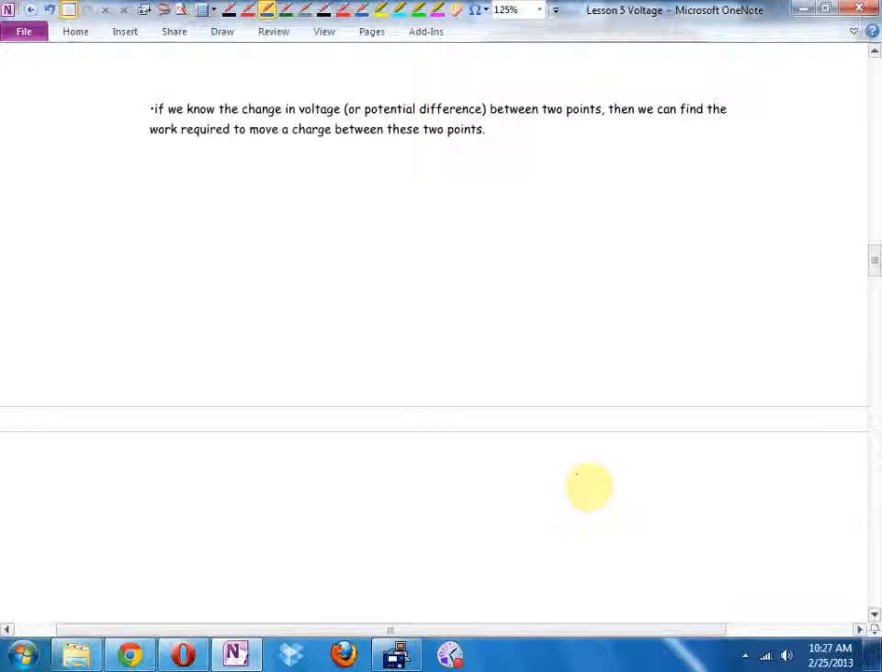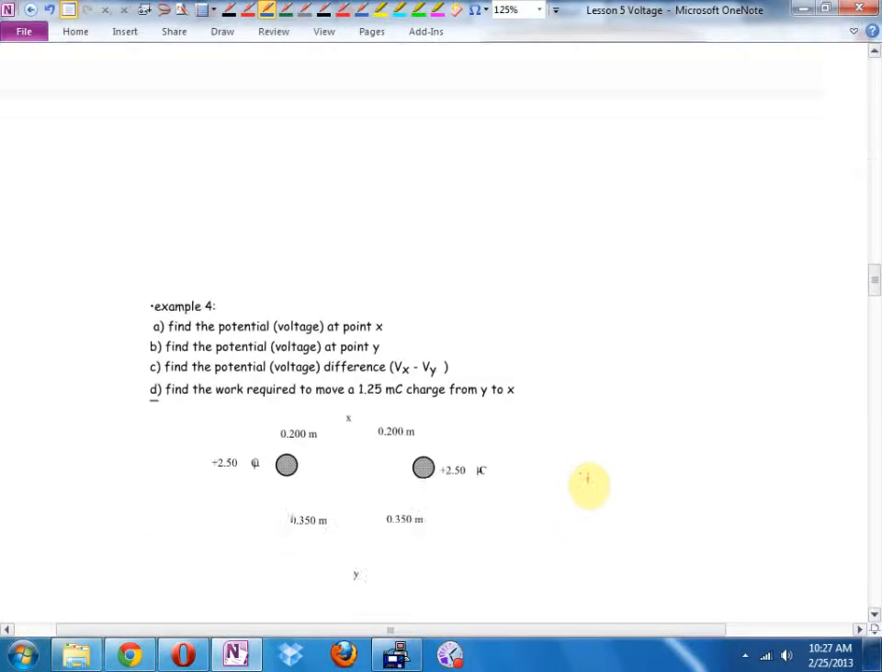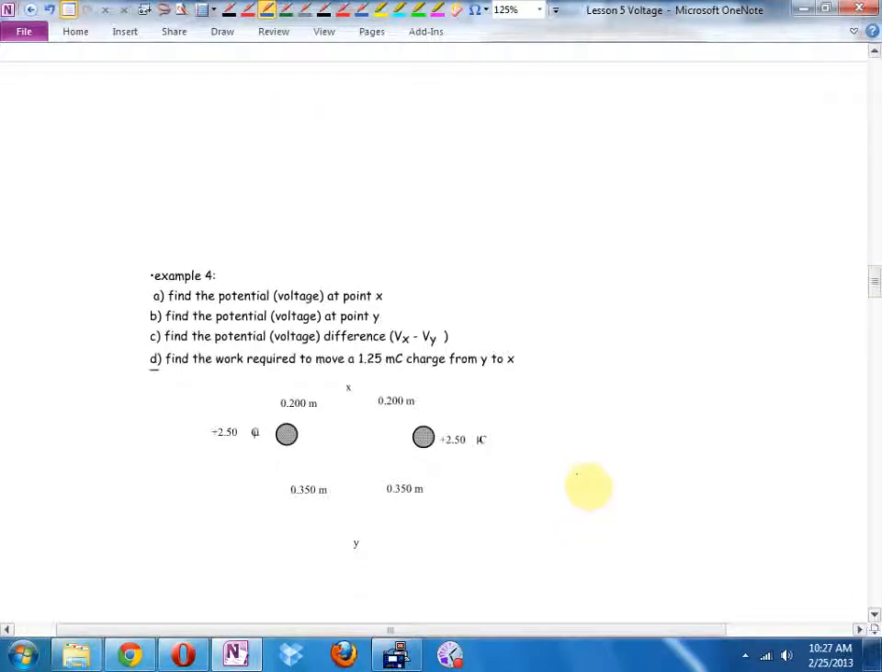If we know the potential difference, the change in voltage between two locations, then I can figure out how much work it takes to move between 2 points. Say what? Like example 4.